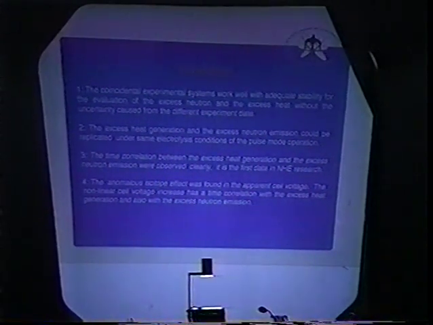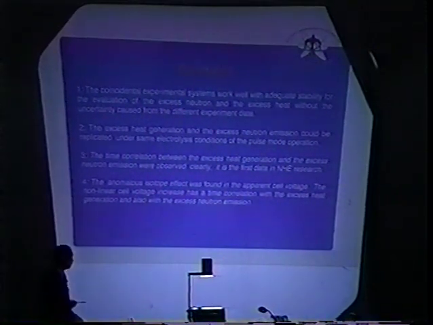The coincidental measurement system worked well with adequate stability for the variation of the excess neutron and excess heat, without uncertainty caused by different experimental data. The excess heat generation and the excess neutron emission could be replicated under the same electrolysis condition of the pulse mode operation. The time correlation between the excess heat generation and the excess neutron emission was observed clearly. It is the first data in MHE research. The anomalous isotope effect was found in the apparent cell voltage. The nonlinear cell voltage increase has a time correlation with the excess heat generation and also with the excess neutron emissions.